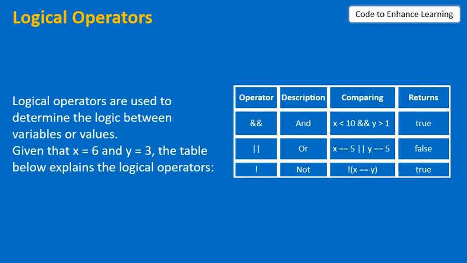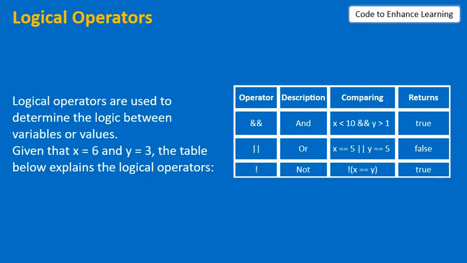For example, in the given table here, the first operator is called the AND operator and the condition given here is the value of x should be less than 10 and the value of y should be greater than 1. So here we can see our value of x is 6 and the value of y is 3 which meets the condition, so the return is true. Similarly, you can go through the rest of the logical operators in the list and try to figure out if our condition would be true or not.